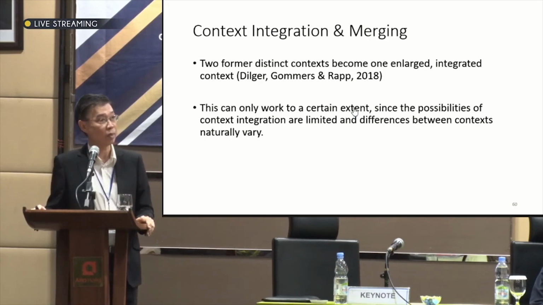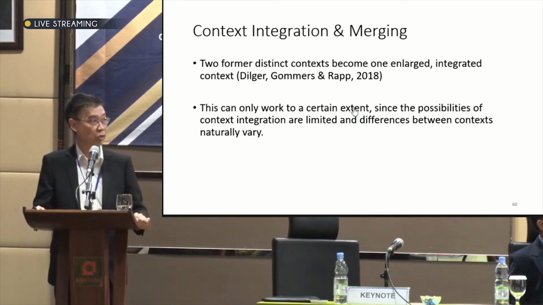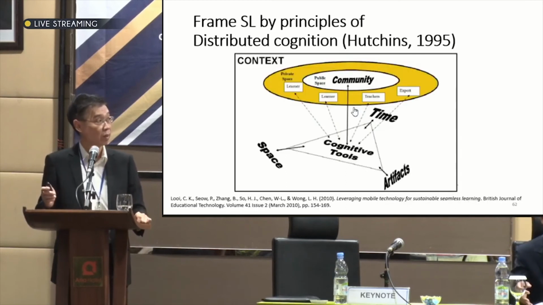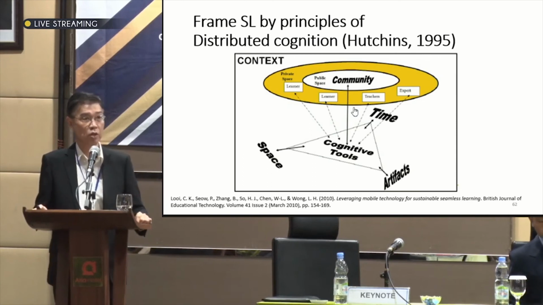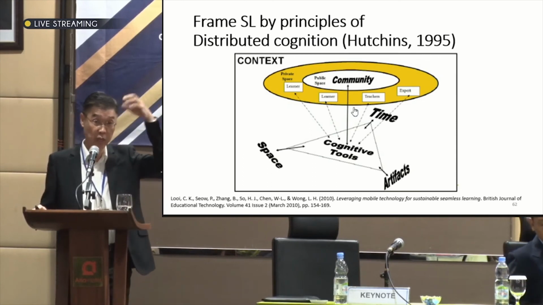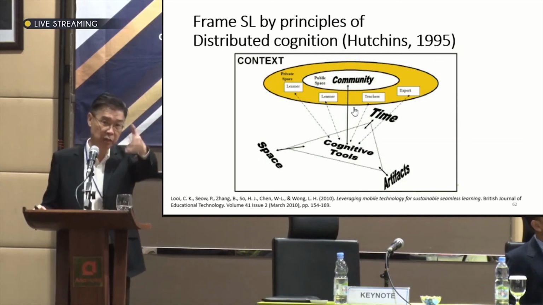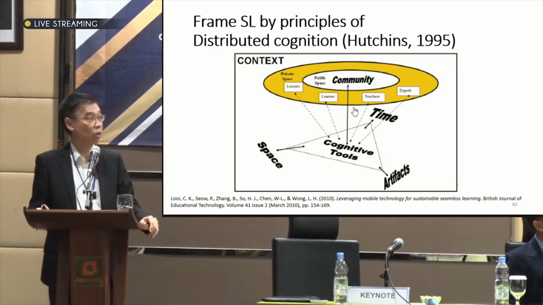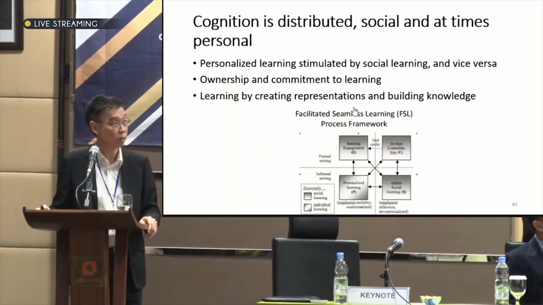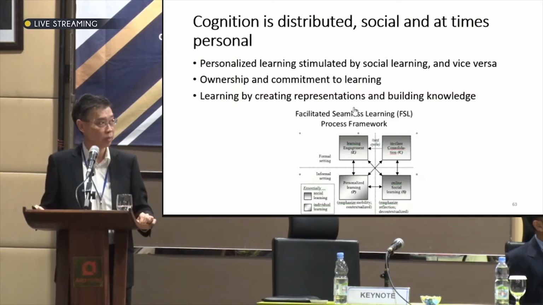And there's some new understanding about how to integrate different contexts and merge these contexts to make for continuous learning. When we started, we used the idea of distributed connection. So learning is not just in my brain. Learning is in my interaction with all the resources around me, the people, the artifacts, the computer, the tools. So the notion of distributed connection can be used to explain seamless learning.